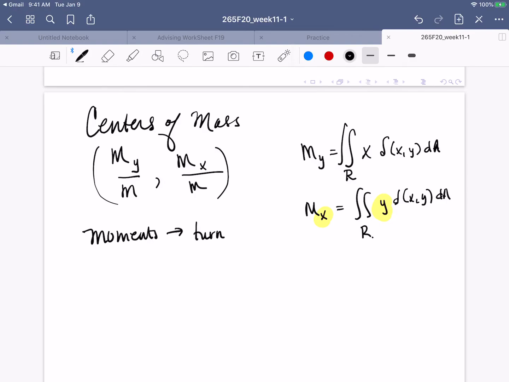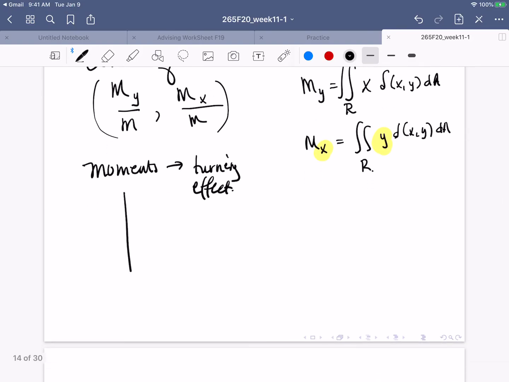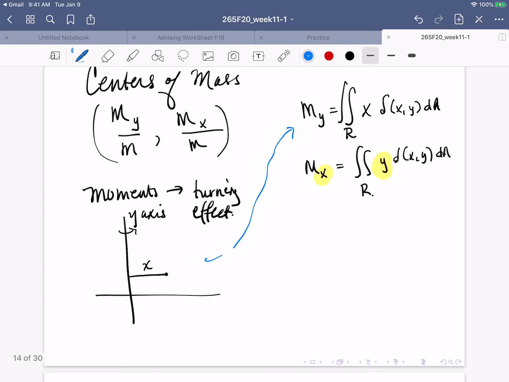Moments have to do with a turning effect. Okay, so if I consider, for example, the y-axis, and I want to think about turning as it relates to the y-axis, I have to consider the density of my object, but also the distance of the object from that point of reference, or in this case, the y-axis. And then we measure the distance from the y-axis based on x. Okay, so this is where we get the moment about the y-axis is distance times the density.